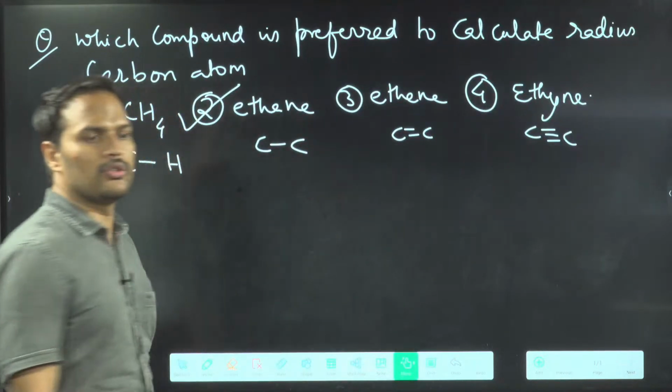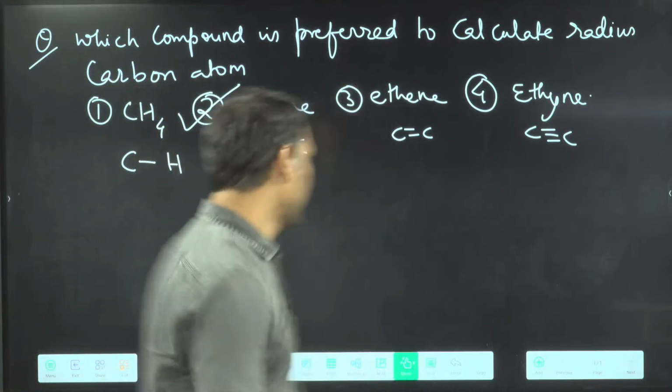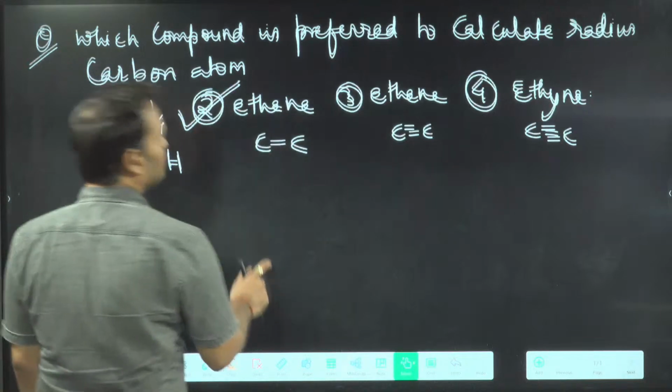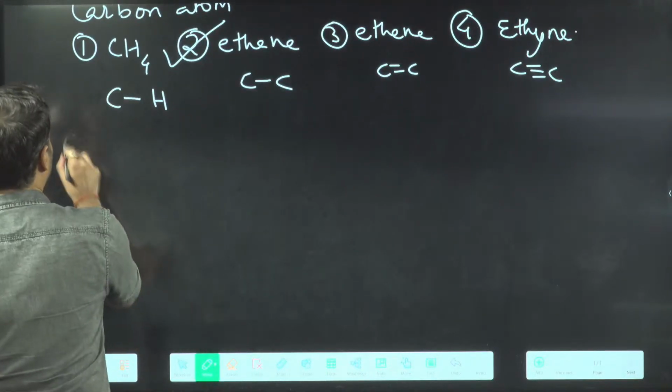Okay, done. So these were a few questions which we should see. Okay, now come to the final part, that is your exceptional cases in radius.